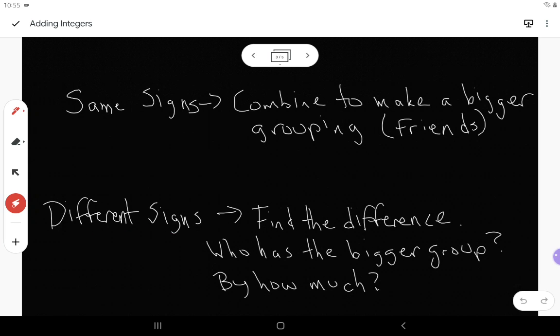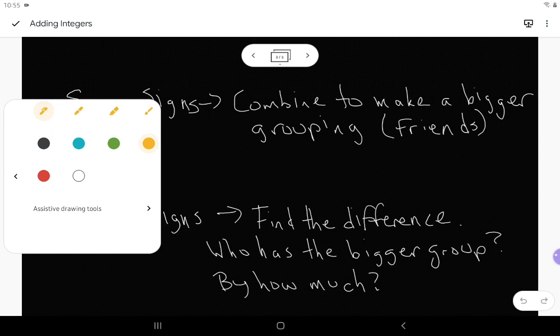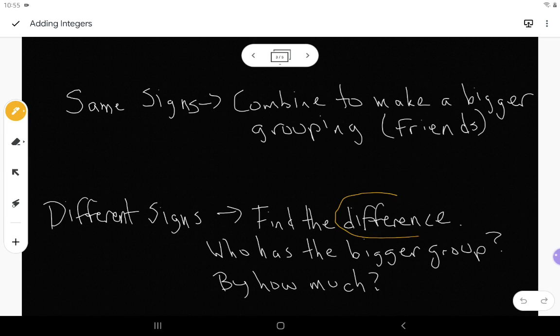And so really what we're doing when we've got different signs, if we don't want to draw it out every time, we're going to find the difference. Now that word difference, in math, really means to subtract. So I'm going to show you a couple examples of what I mean for finding the difference.